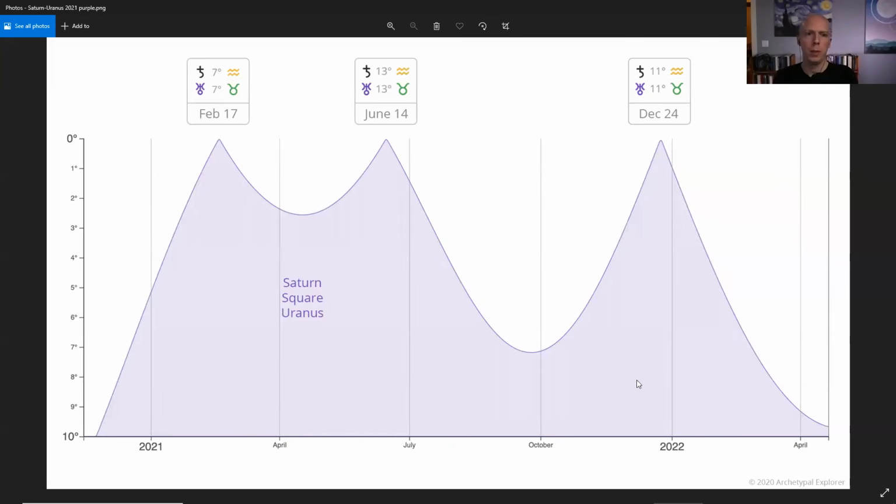Right. So here's an example of the Saturn-Uranus squares this year that Kyle from archetypalexplorer.com put together for me, where the first exact Saturn-Uranus square was on February 17th at 7 degrees of Aquarius to 7 degrees of Taurus. And that's the peak in intensity, but then they start moving away from each other and start getting distance.